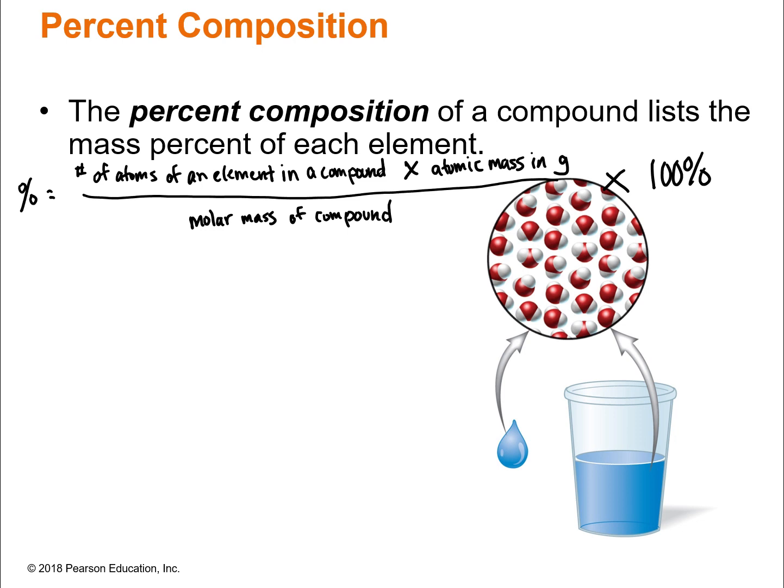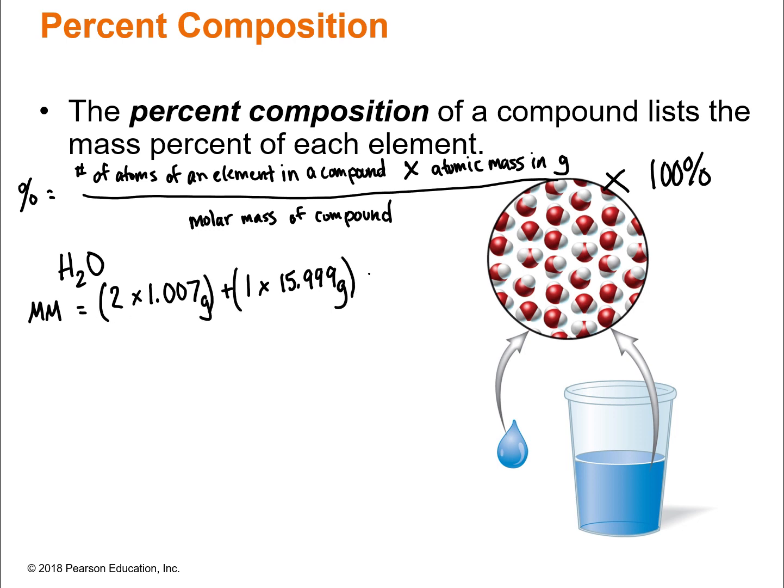So I'll give you an example. Let's say we want to find the percent composition of water. Water is H2O. For the molar mass, we've got 2 hydrogens and we've got 1 oxygen. Now that we have the molar mass, we can figure out our percentages for each element.